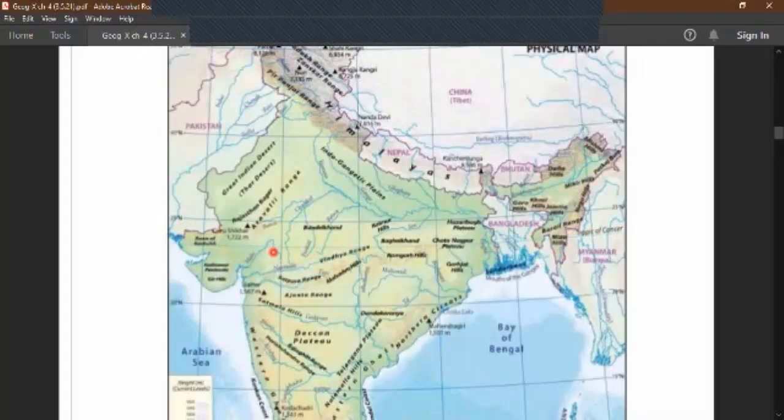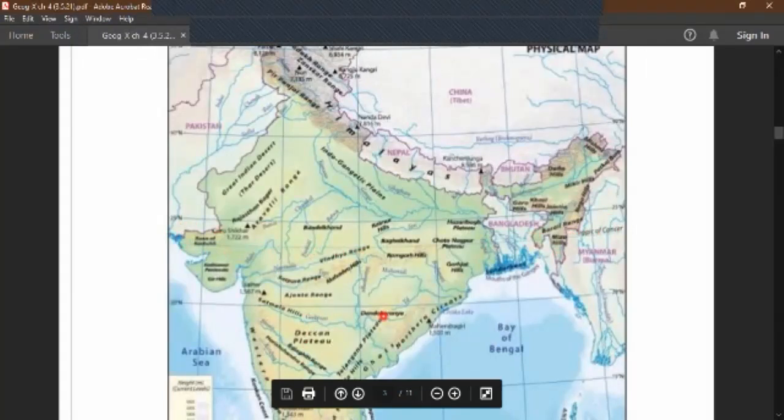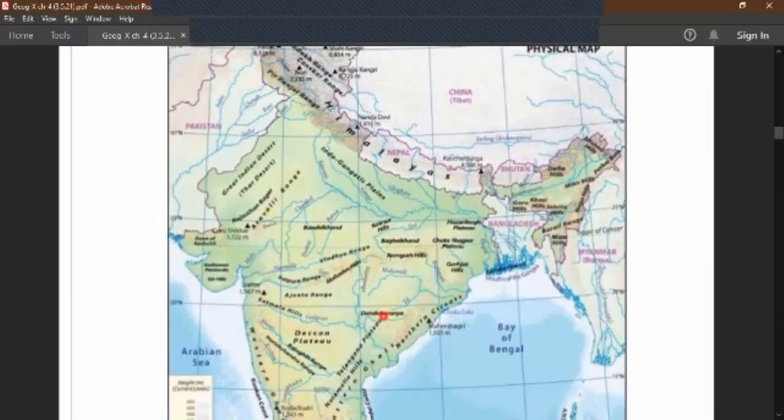Areas south of Tropic of Cancer are closer to the equator and experience high temperature throughout the year, whereas the northern part from the Tropic of Cancer lies in the warm temperate zone.